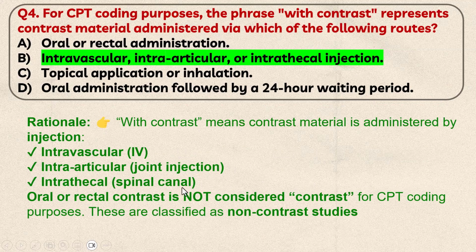Think the answer. The correct answer is B. Intravascular, intra-articular and intrathecal injection. With contrast means contrast material is administered by injection via IV, intra-articular or intrathecal routes. Oral or rectal contrast is not considered contrast for CPT coding purposes. These are classified as non-contrast studies.